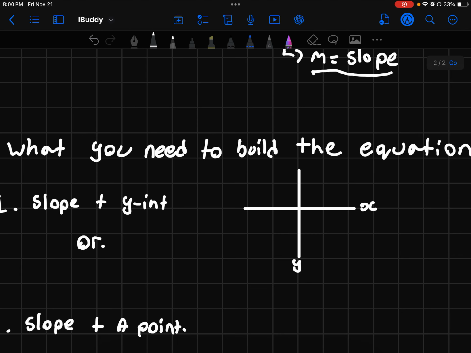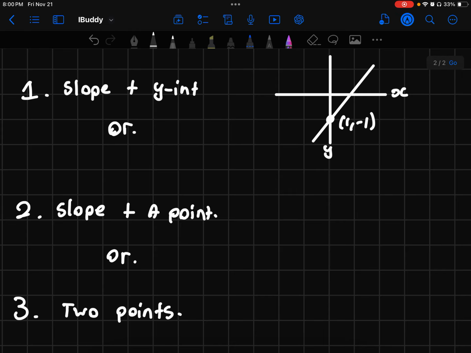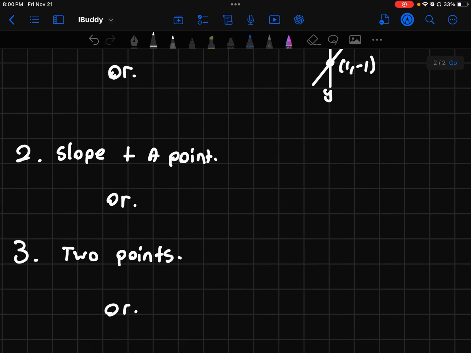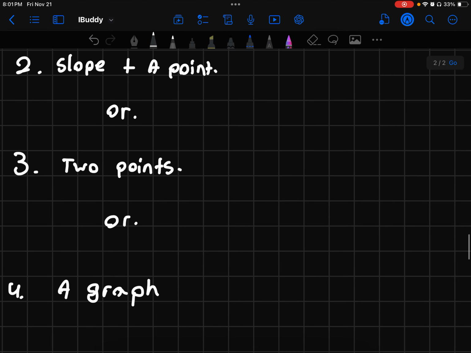You guys know what a slope is, but a y-intercept is basically just where a line hits the y-axis. So here we can see the point hits the y-axis at 1, -1. So that would be the y-intercept. The second case is when you have a slope and a point. The third case is when you have 2 points, and the final case is when you have a graph. So we'll be learning how to get an equation of the line with all these cases.